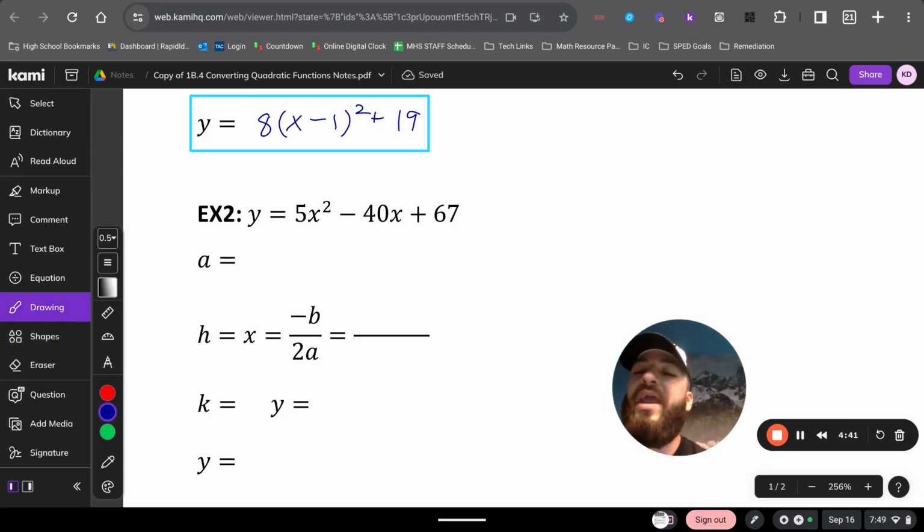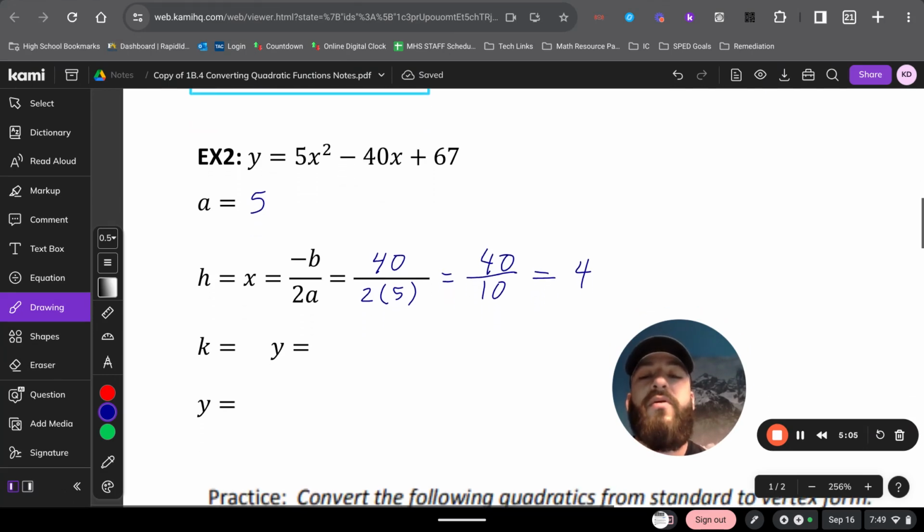So once again, my a value is 5. And then I'm solving for my h value. My h value is x, which is equal to negative b over 2a. So negative negative 40 would be 40. And then 2 times 5 for my a value. 2 times 5, of course, would be 10, so we get 40 over 10. And then 40 over 10 would be equal to 4.